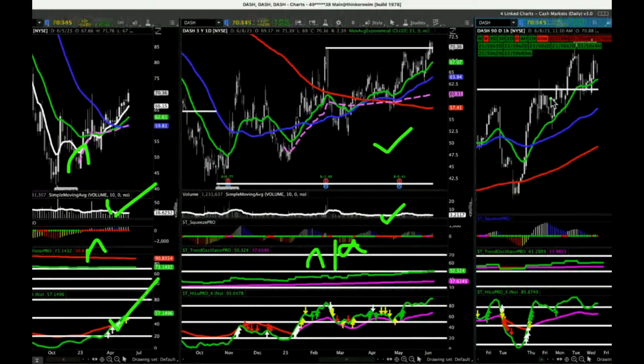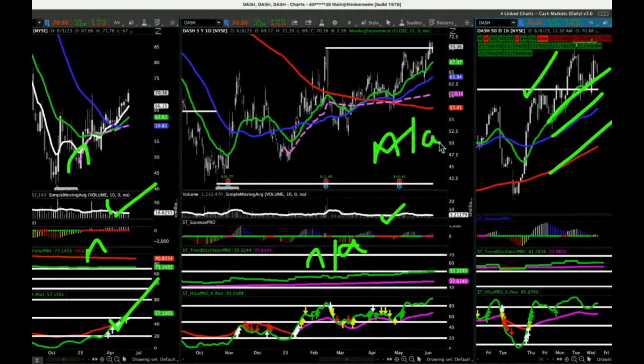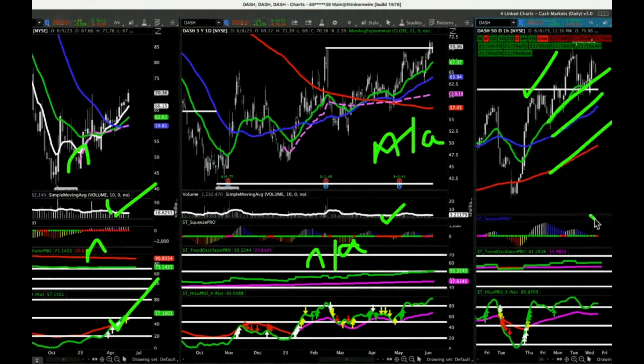And then the hourly. I think you asked about the hourly here. So the hourly is clean. That's exactly what you want to see. I misnamed this one. This one should be NA. The squeeze, that's a good looking squeeze. That gets a check. Trend oscillator, both lines above 50, green above red. That gets a check. High-low pro, nice little buy signal there in the middle. That gets a check.